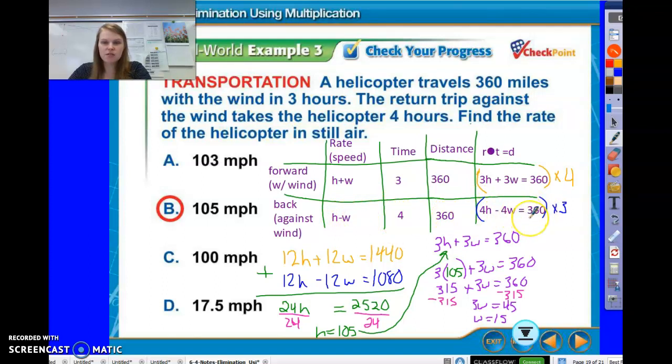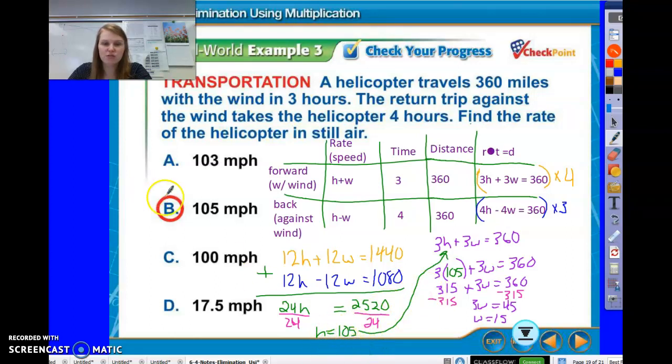Next I want to put these together, but I see that neither coefficient, for either the h or the w, matches. So I'm going to take this first equation times 4, and I wrote that in orange here. The second equation, I multiplied by 3, and I wrote it here. When I'm adding these together, I'm going to cancel these two out. Do you see that? These cancel. And I end up with 24h equals 2,520. So h equals 105.